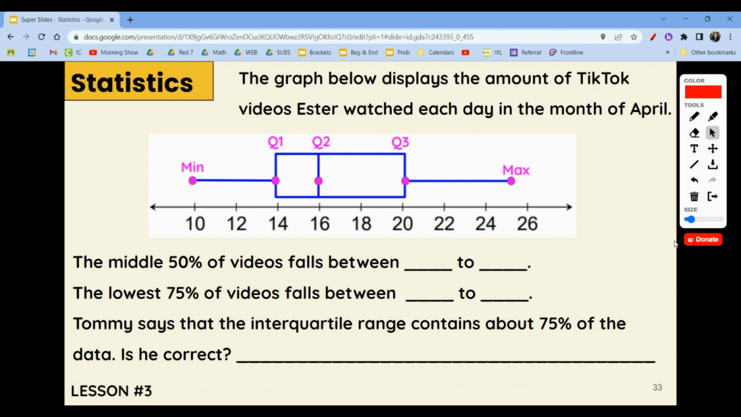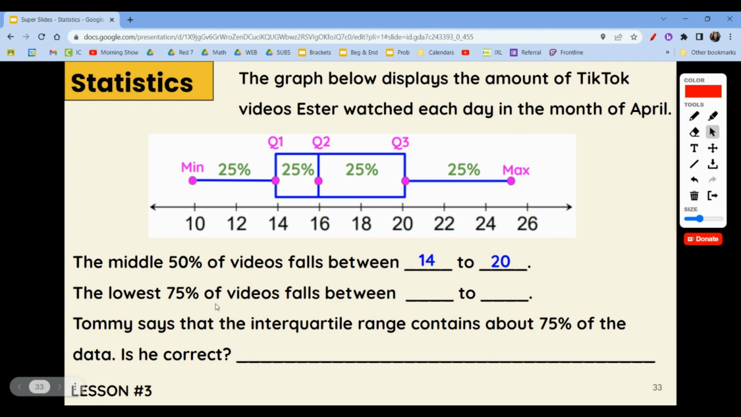Okay, same box and whisker plot. Please label again each quartile as 25%. The middle 50% of videos falls between blank to blank. Okay, the middle 50% would be these two sections. They're in the middle and they add up to 50%. And those two sections fall between 14 and 20. So the middle 50% is between 14 and 20.